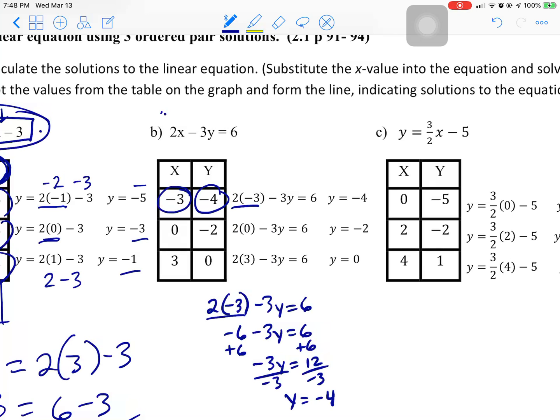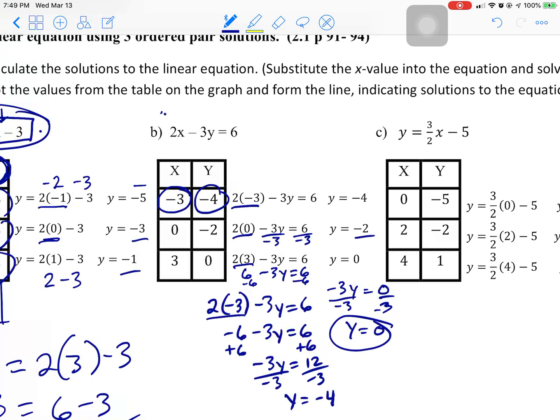Okay? Put the 0 in. You get this. Remember, you're just doing this. That gives you your negative 2. This one, this would be 6 minus 3y equals 6. Move the 6 over. You have negative 3y equals 0. So when you divide, you're also going to get a 0. Remember, the 0 on top means you have none. You have a 0.